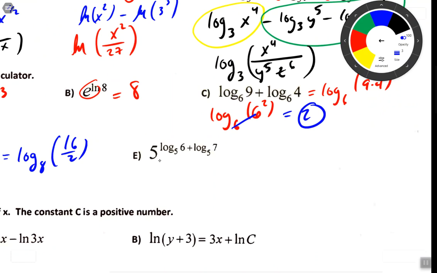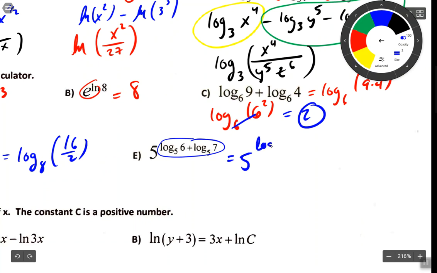Okay. Notice I did it the other way around. Is this base 5 raised to a log? But before we start, do we need to compress this thing? So it's 5 to the log base 5 of 6 times 7, which is 42. Okay, are these the same base? Do they undo? And the answer is 42.